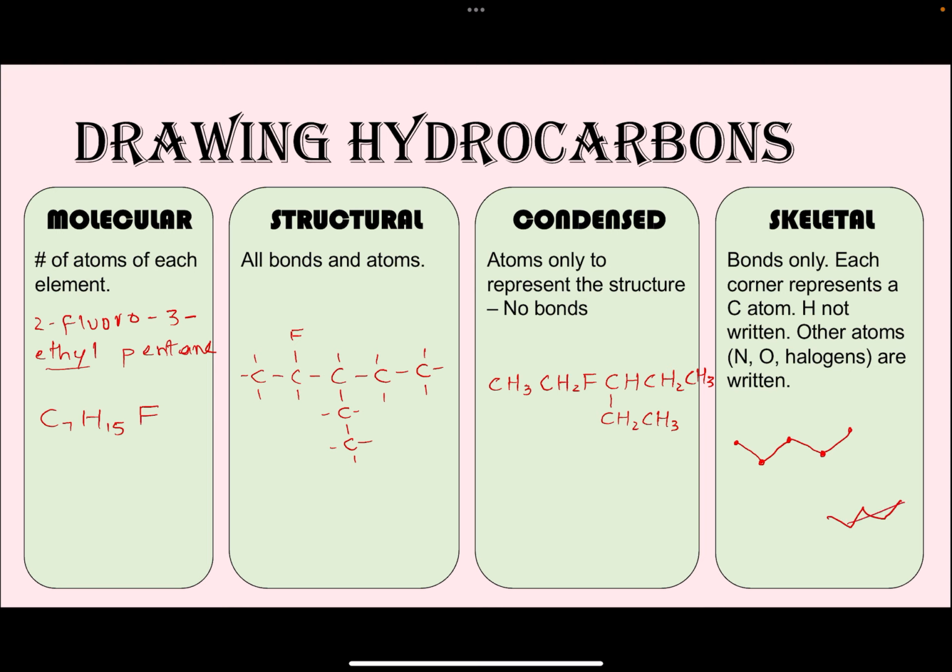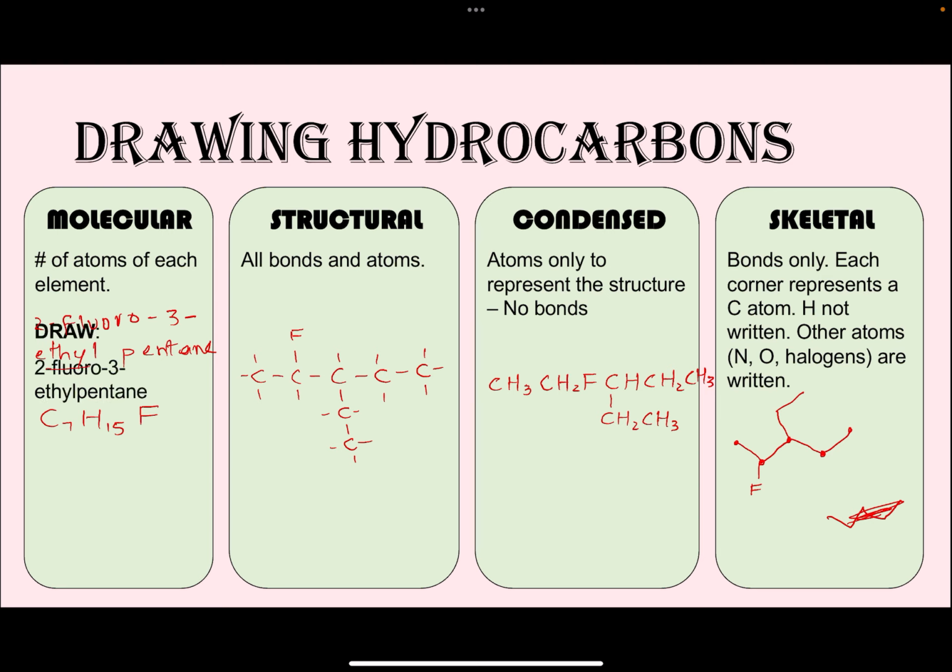Okay, all right, so the next thing that we have to do is make our branches. So at carbon number 2, we're going to go ahead and make a fluorine, and then at carbon number 3, the branch is going to be 2 carbons. So here is the first carbon and here's the second carbon in our branch. Okay, so that is the skeletal structure of this formula.